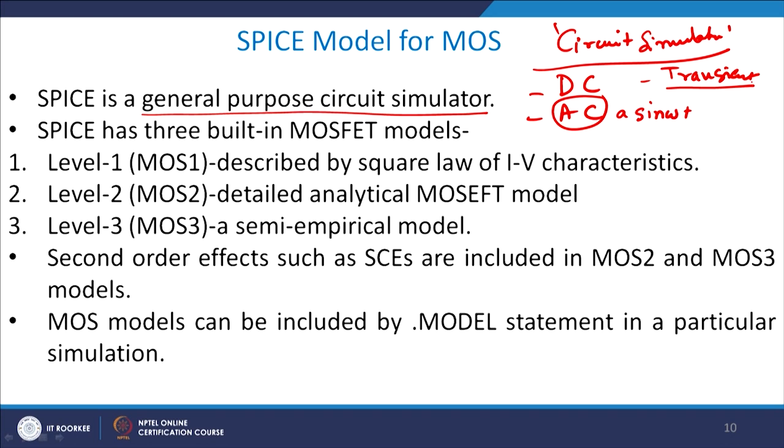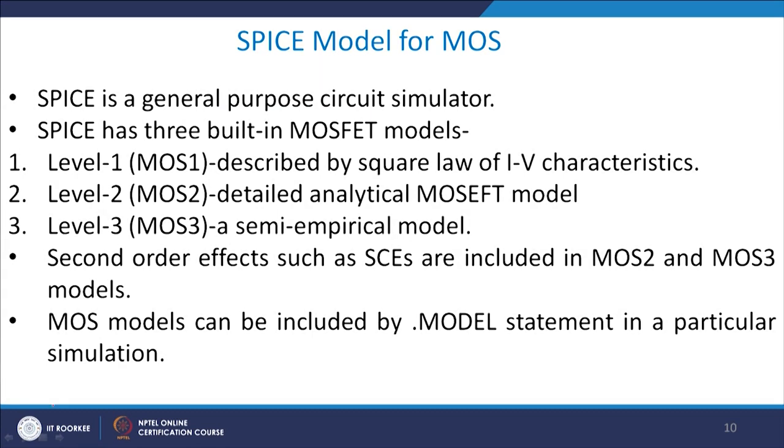Transient is, again, you are not giving a DC or AC, but you are giving a pulse. So let me say you give a small pulse here, or you give a small pulse here. Then with this pulse, how does the circuit behave? That is known as a transient analysis. So this is a very small time domain analysis. This is a large time domain, and this is almost t equals 0. DC, as you can understand, is basically a non-time analysis.